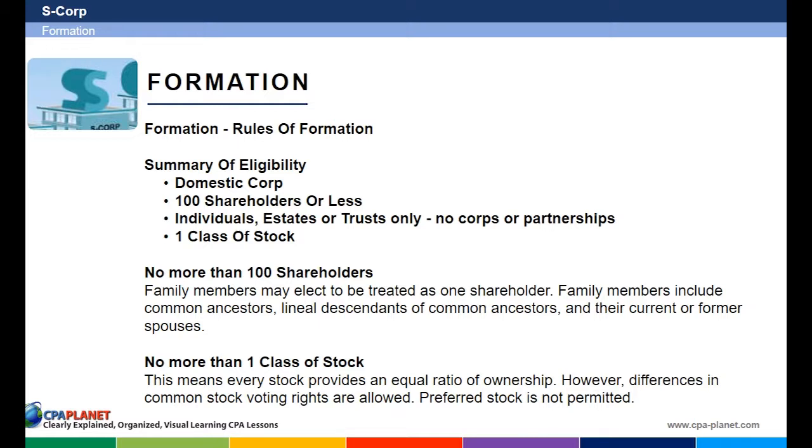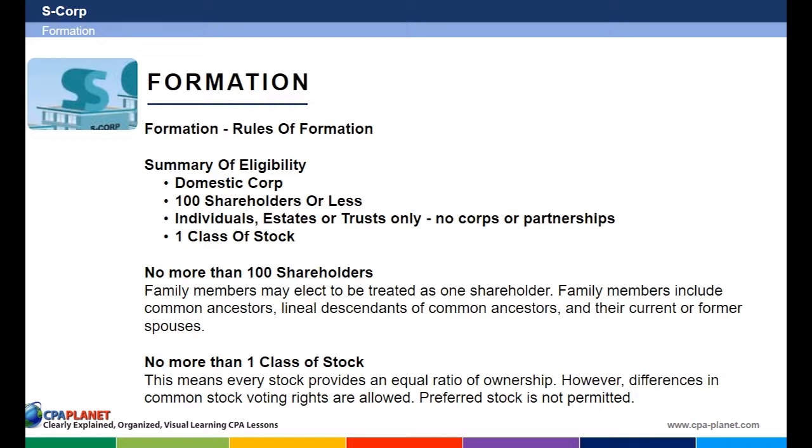Rules of formation. This is also a very common question on the exam. You have to be a domestic corp. You have to have 100 shareholders or less. You have to have individuals, estates, or trusts only. No corps or partnerships can own an S-corp. An S-corp can own shares in a C-corp through the stock market or whatever, but C-corps cannot own S-corps. And only one class of stock.